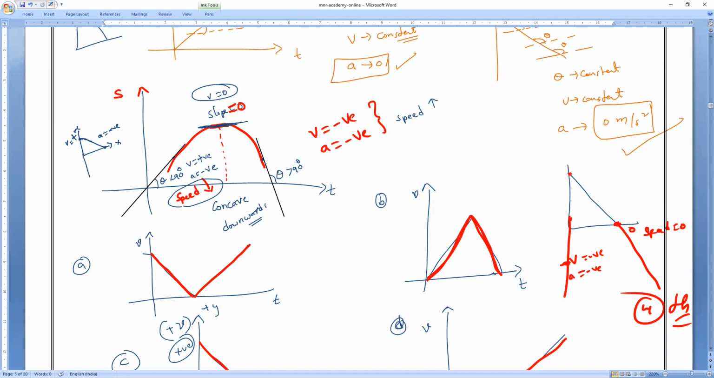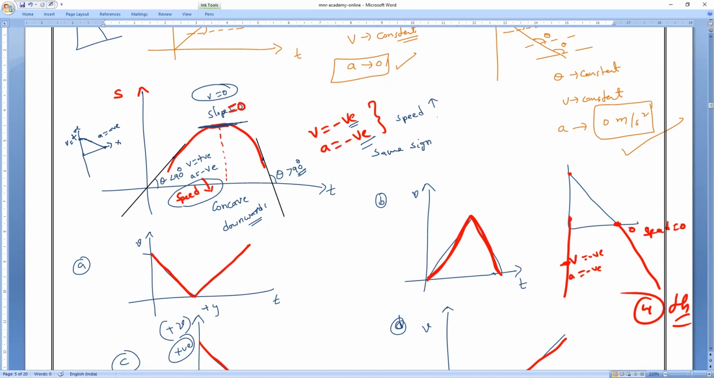Next, here I draw a tangent. Theta is greater than 90. Theta is greater than 90 means V is negative or positive? Negative. And it is a downward curve. Downward curve means A is also what? Acceleration negative. Acceleration is also negative. Both are the same sign. Same sign means what? Speed increases or decreases?